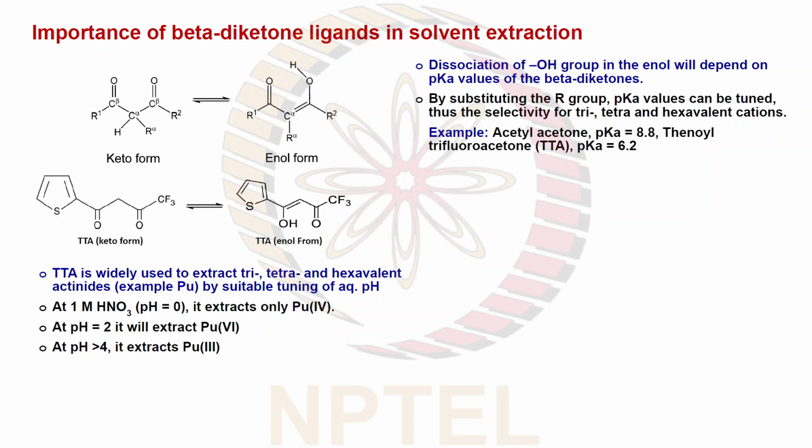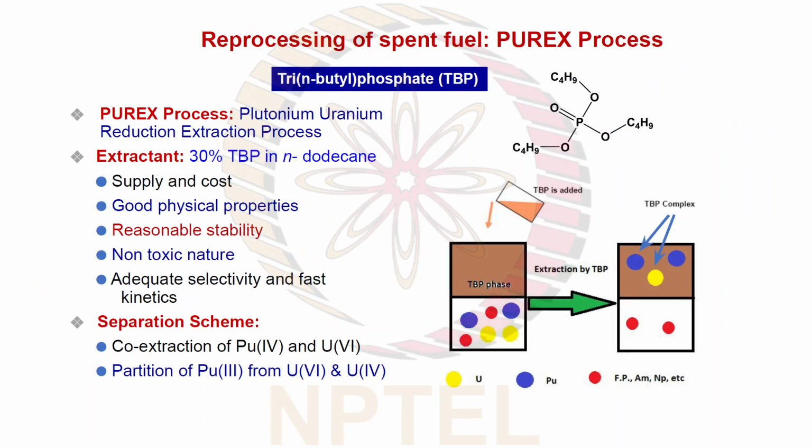Now dissociation of the OH group in the enol will depend on the pKa values of the beta diketones. By substituting the R group, pKa values can be tuned, and thus the selectivity for tri, tetra, and hexavalent cations. For example, acetyl acetone has pKa 8.8, and phenyl trifluoroacetone has pKa 6.2.